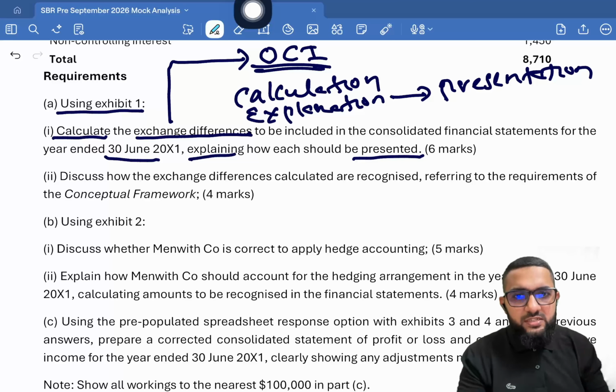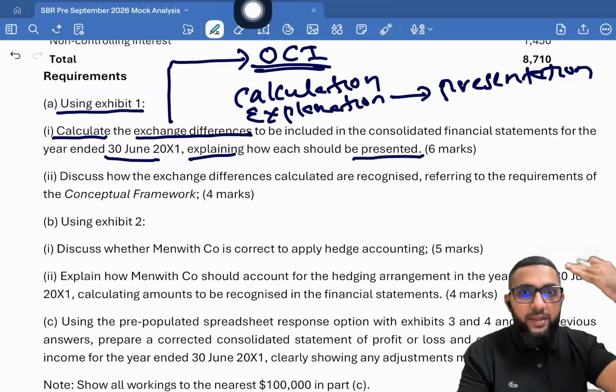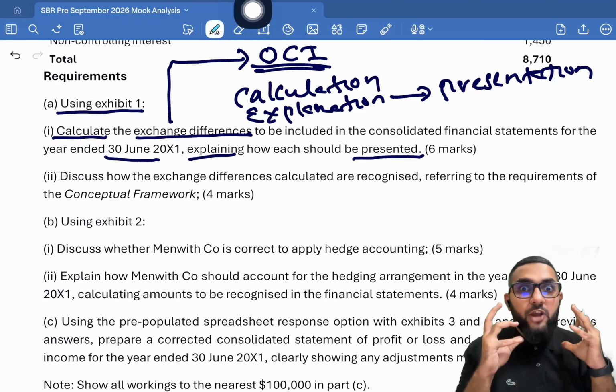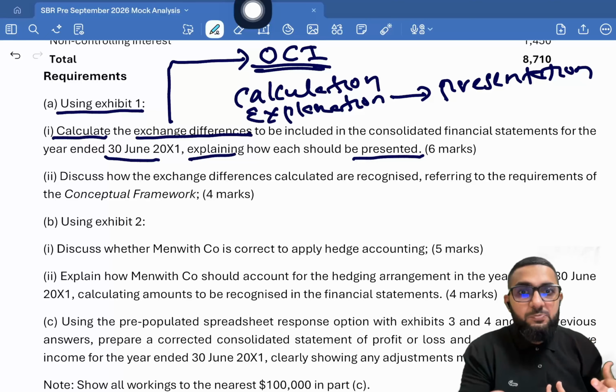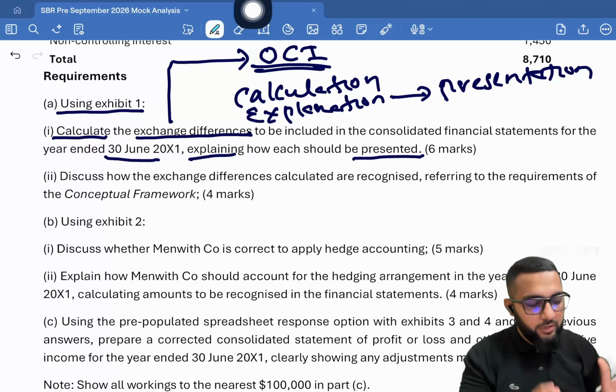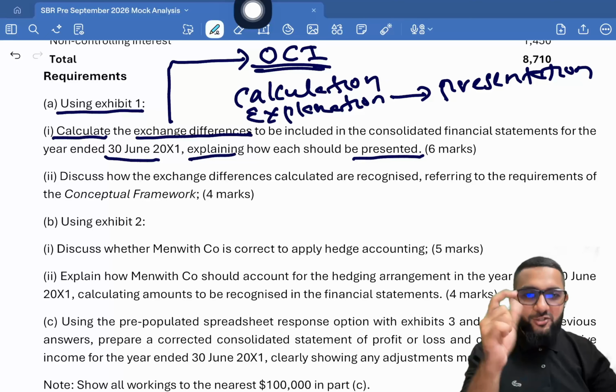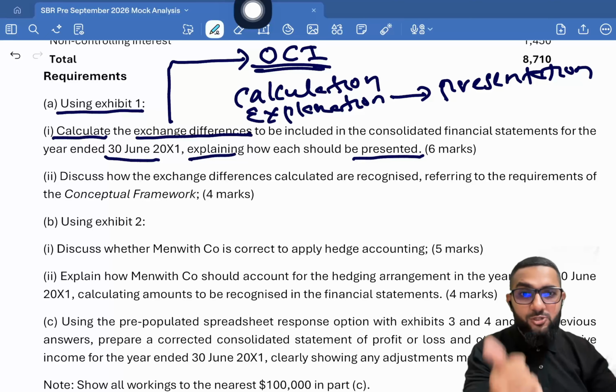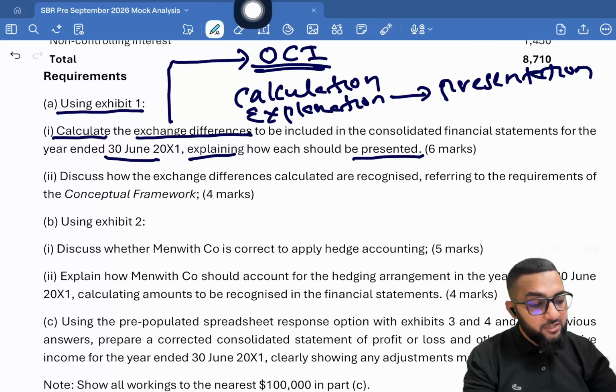Even before I went into the exhibit, I have tried to plan, structure the answer, try to think through: if this is being spoken about, what is the relevant knowledge I should have or should recall? That's what I'm doing. So we are planning the answer. Calculation, you have to provide calculation. So calculation requires you to provide workings as well, because workings also get you marks, and there's the own figure rule that you need to remember. And explanation, you need to explain the presentation.